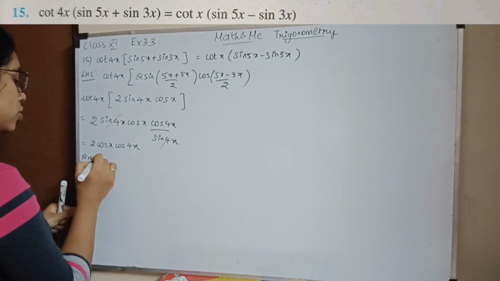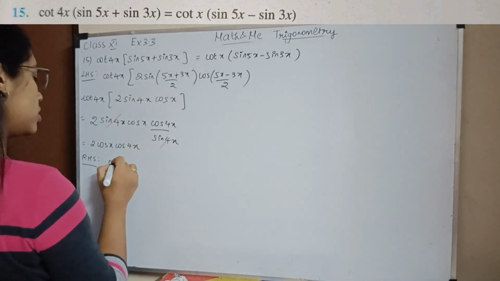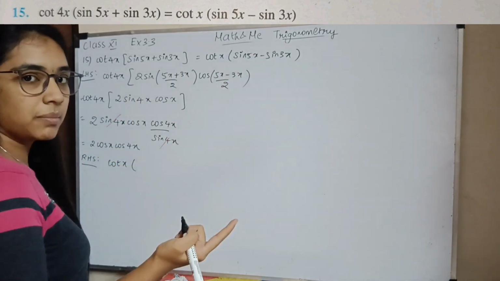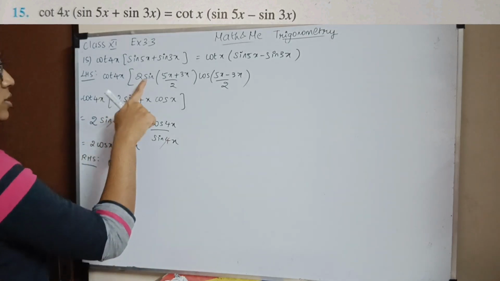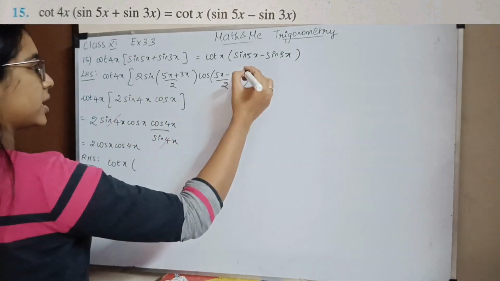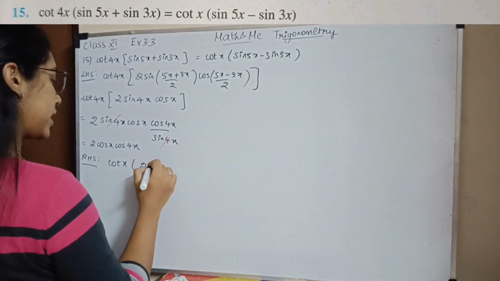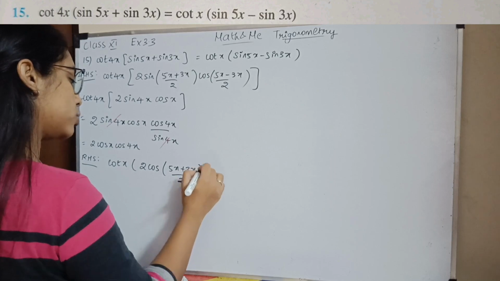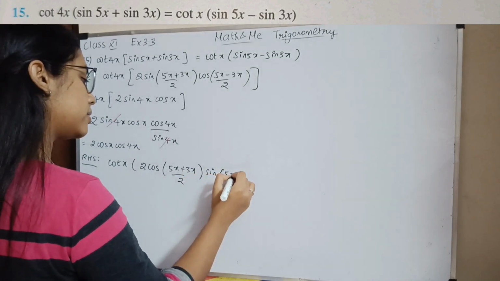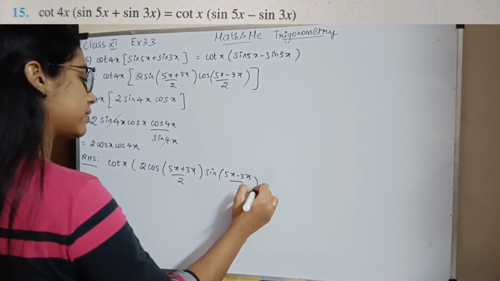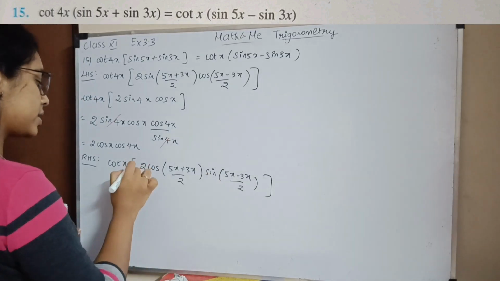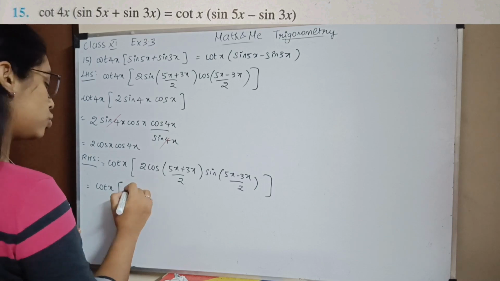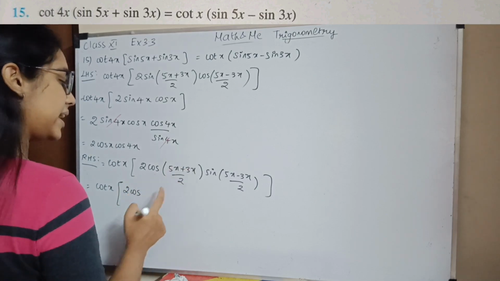Now, what will the RHS be? RHS similarly I have cot x times sin A minus sin B. Sin A minus sin B will be 2 cos sin. In that 2 sin cos, I will have 2 cos sin. Correct? So, I have 2 times cos of (5x plus 3x) by 2 sin of (5x minus 3x) divided by 2. Okay. So, I will have cot x times 2 cos, 5 plus 3 is 8, 8 by 2 is 4.